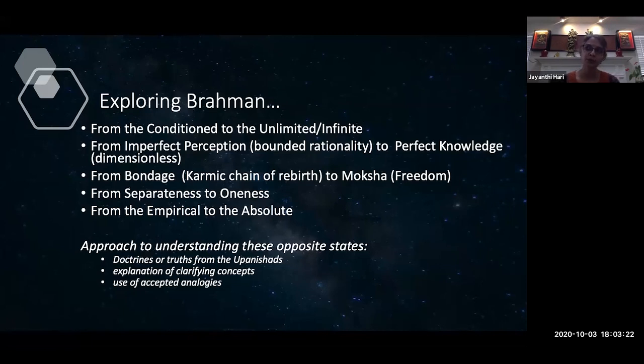My approach is going to be threefold. I will be picking out some Upanishadic doctrines which describe Brahman, and then I'll be getting into a brief explanation of what creates the states on the left and what actually causes the destruction of those states, leading to the ultimate states on the right. And I will also be sharing popularly accepted analogies just so our brains can grasp this concept in a limited way.